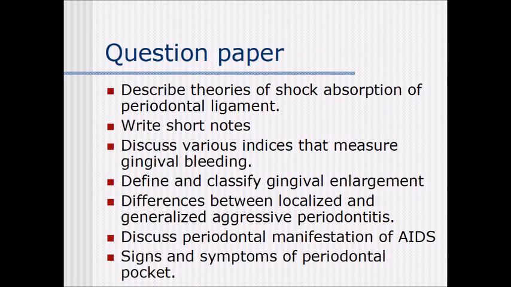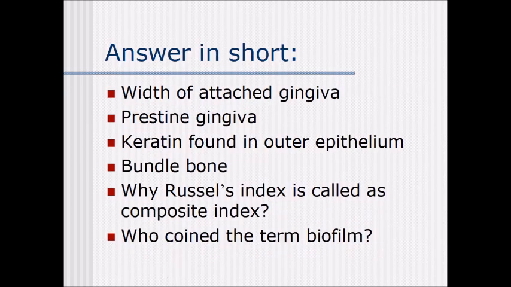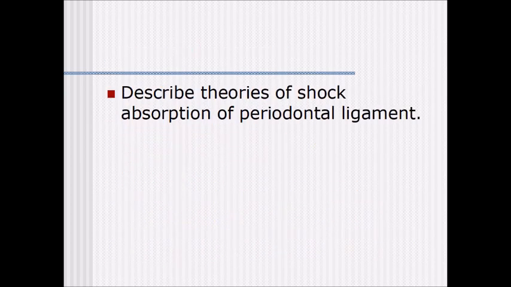Coming on to the question paper of section 1. Describe theories of shock absorption of periodontal ligament, and short notes: discuss various indices that measure gingival bleeding, define and classify gingival enlargement, differences between localized and generalized aggressive periodontitis, discuss periodontal manifestation of AIDS, sign and symptom of periodontal pocket, and then followed by one-liners.